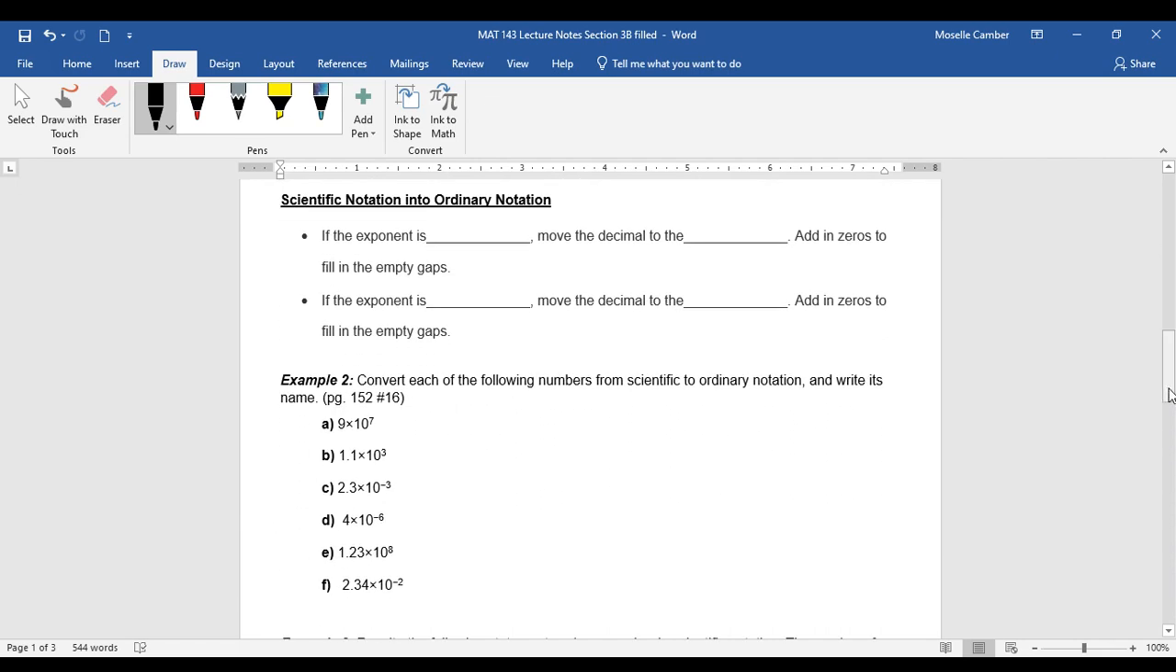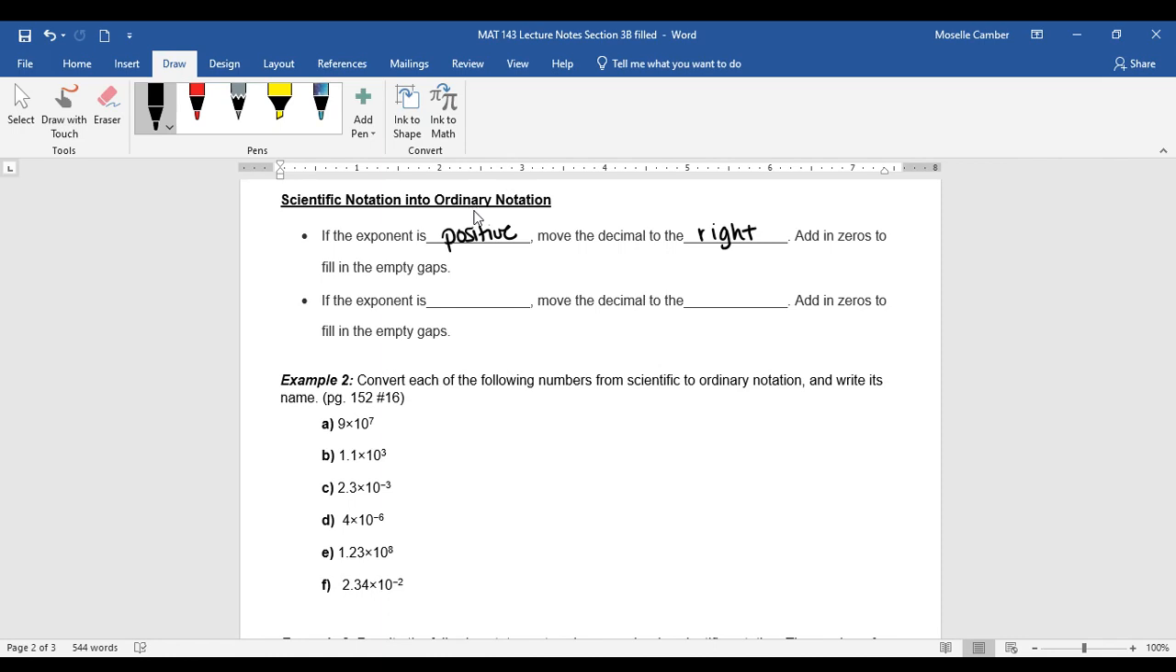Okay, now this is a little bit easier way. Scientific notation into ordinary notation. So if the exponent is positive, you're multiplying by a positive power of 10. It's 10, 100, 1,000, and so on. You're going to move the decimal point to the right. You're going to add in zeros to fill in the empty gaps.